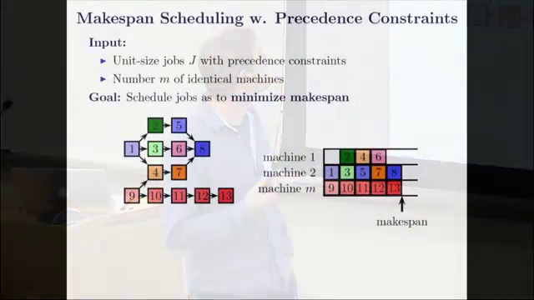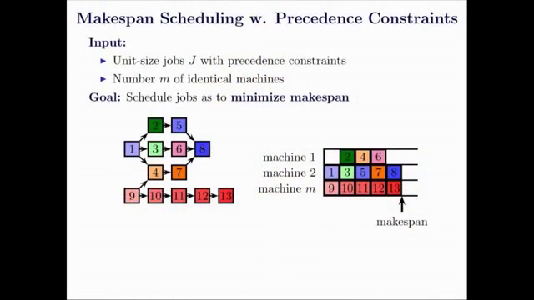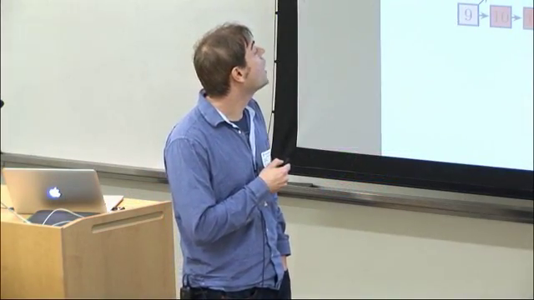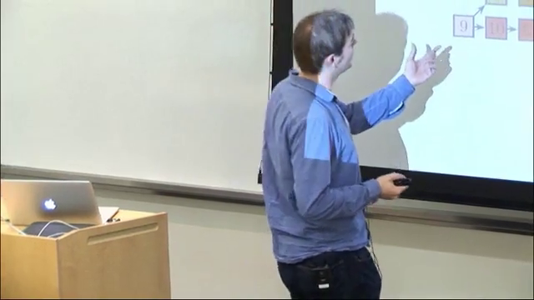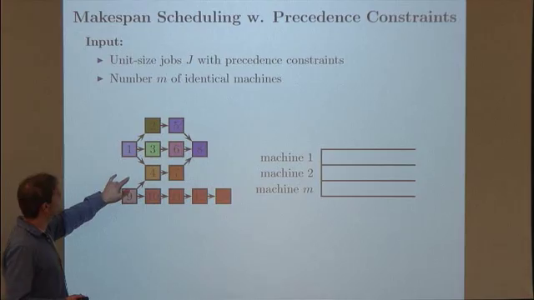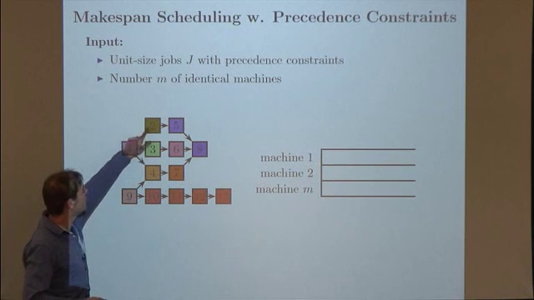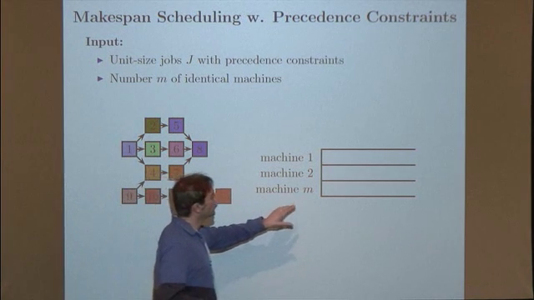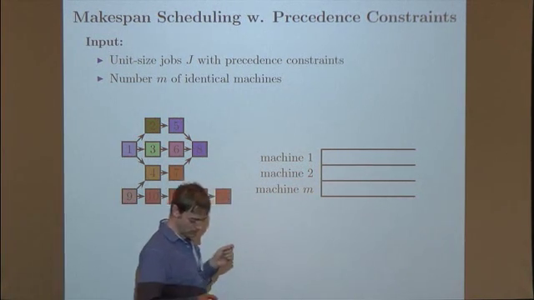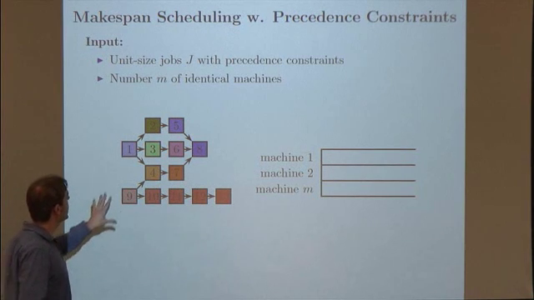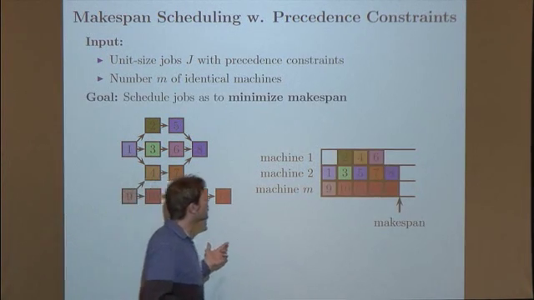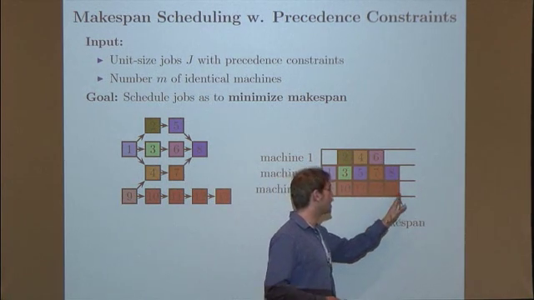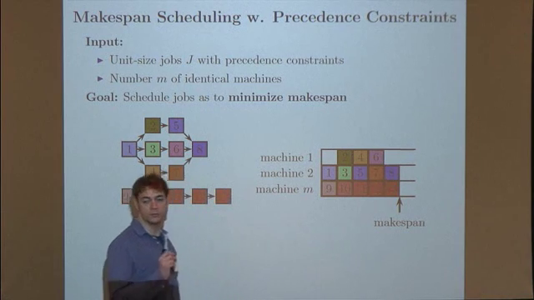Okay, so this is the problem I want to talk about. You have some unit-sized jobs, so jobs that have processing length 1, and the jobs have precedence constraints. So you have to process this job before you can start any of those jobs here. And I give you m machines that are all identical. Now the goal is to schedule the jobs in a non-preemptive way so that the Makespan is minimized, and the Makespan is the time that the last job finishes.